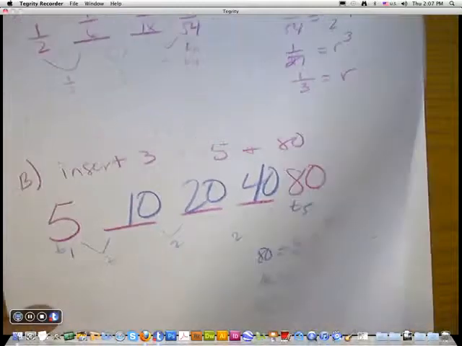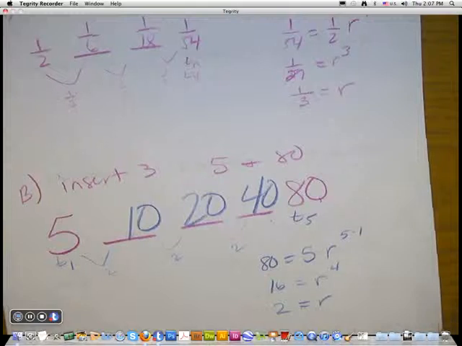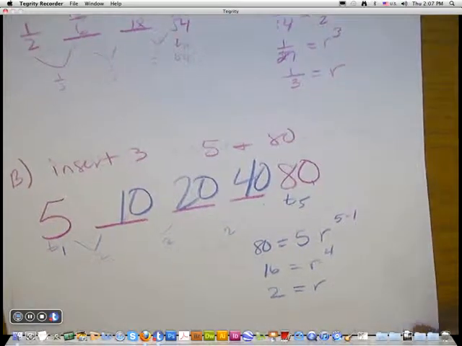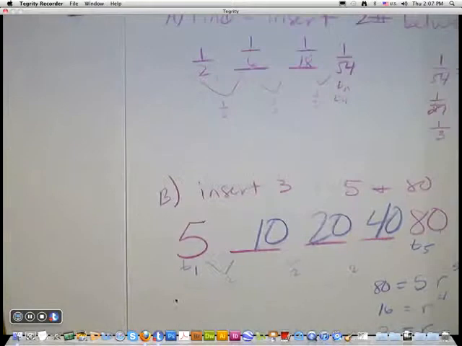So that is geometric mean, or inserting 2 and 3 numbers between it. We've had geometric mean and then using the geometric sequence formula. And then you'll have a quest coming up.